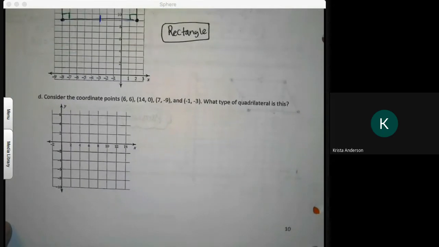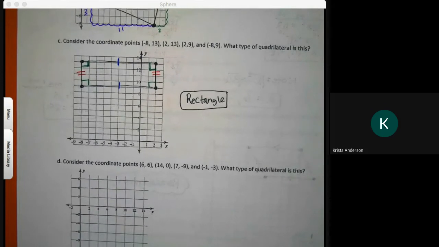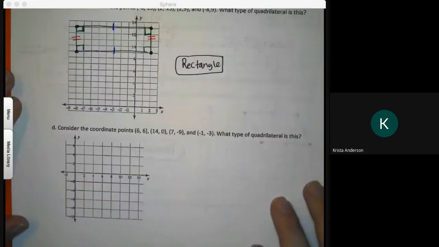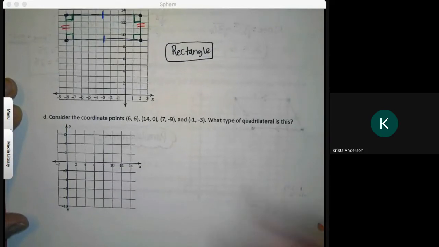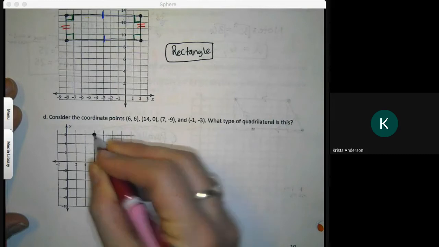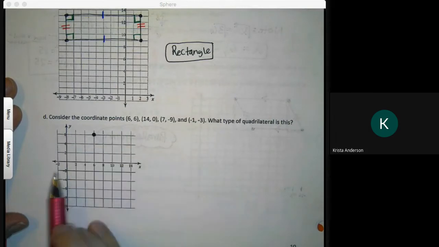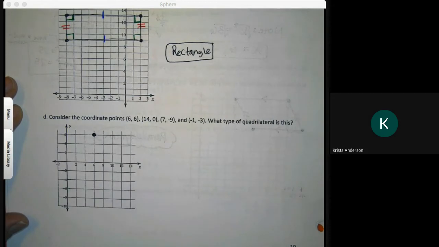Question D. I'm going to graph my points. I have a point at 6, 6. Ooh, these ones are weird. Why is this table different than the tables above? Because it's in twos. It goes by 2s. So some of the dots are gonna be in the middle.